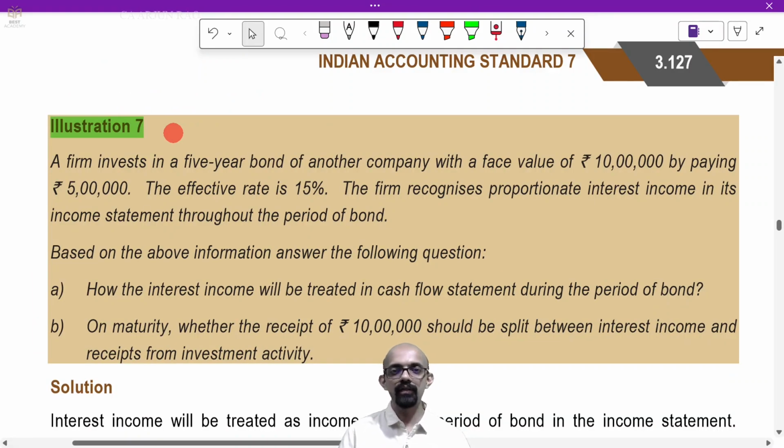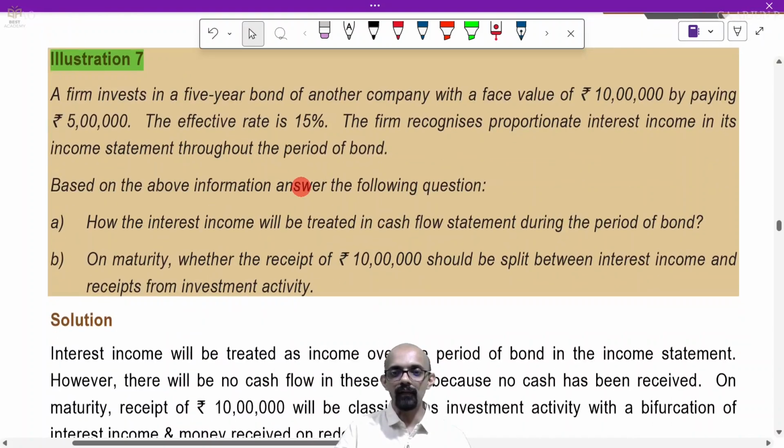Next, let's come to illustration 7. This is a deep discount bond. So the interest is not paid during the term of the bond. The bond is issued at a discount and it is redeemed at face value. So effective interest rate is given in the question, 15%. Face value 10 lakh and amount paid is 5 lakh. This is a 5-year bond.